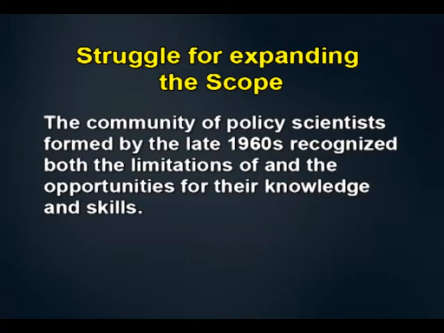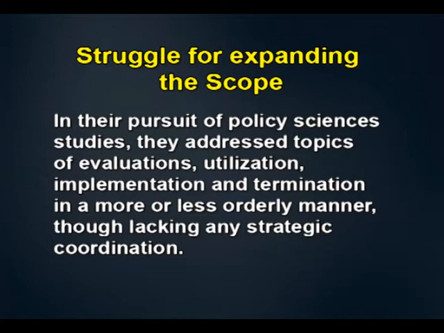The community of policy scientists formed by the late 1960s recognized both the limitations of and the opportunities for their knowledge and skills. In their pursuit of policy sciences studies, they addressed topics of evaluations, utilization, implementation, and termination in a more or less orderly manner, though lacking any strategic coordination.